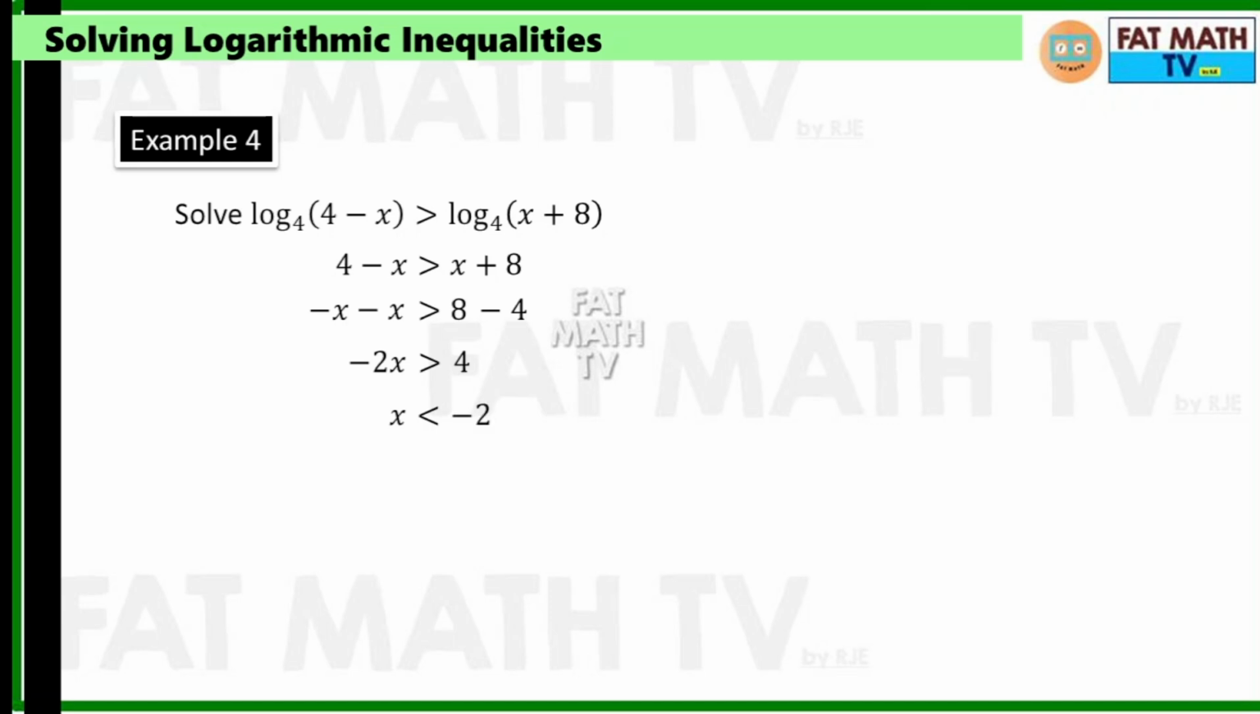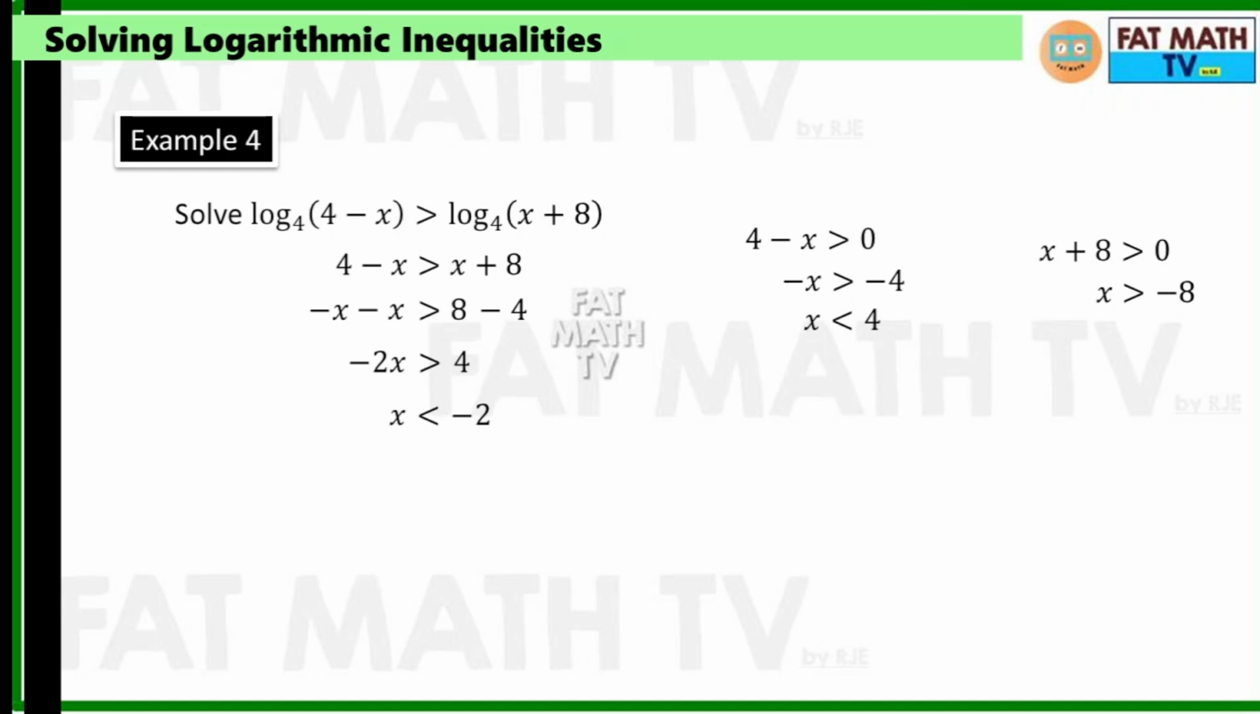Don't forget that 4 minus x should be greater than 0. So put 4 to the right, you will have negative x is greater than negative 4. How do we solve that? Divide both sides by negative 1 so that negative x will be positive x. And then since you are dividing by negative 1, you have to reverse the inequality symbol. So instead of greater, it will be less. And then negative 4 divided by negative 1 is positive 4. And then x plus 8 should also be greater than 0. That is when x is greater than negative 8.